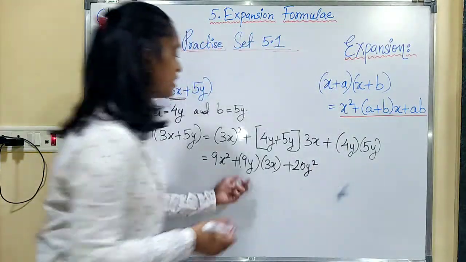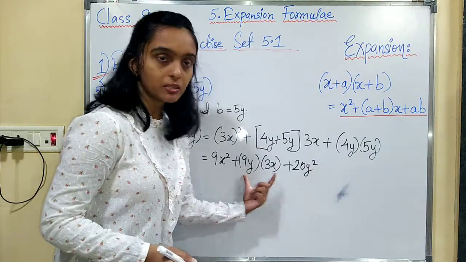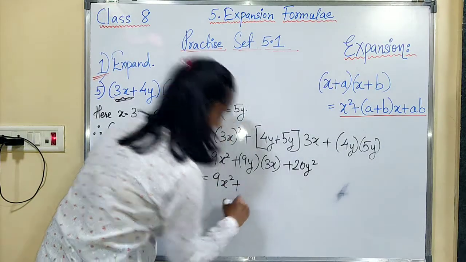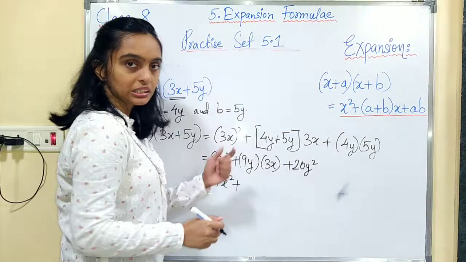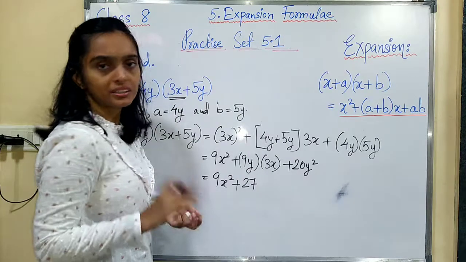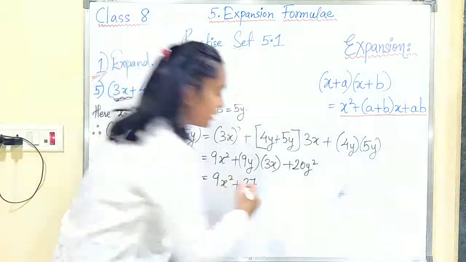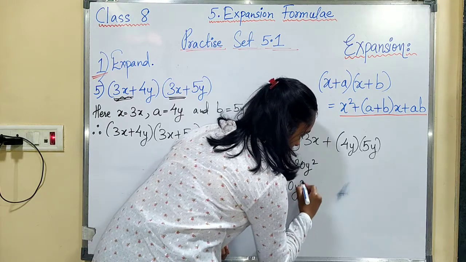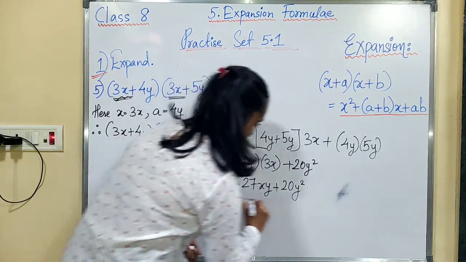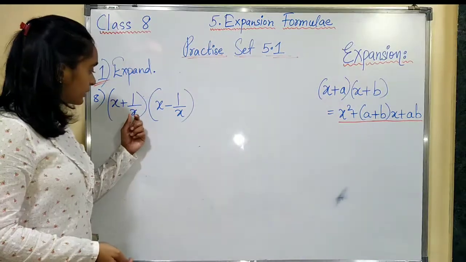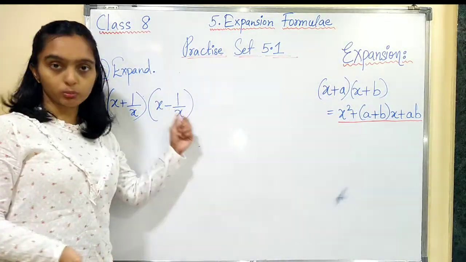20y square. Now we will multiply this middle term. So you will get 9x square plus 9 multiplied by 3 is 27, 27 and y multiplied by x is yx, or you can say xy, xy plus 20y square. That's it.